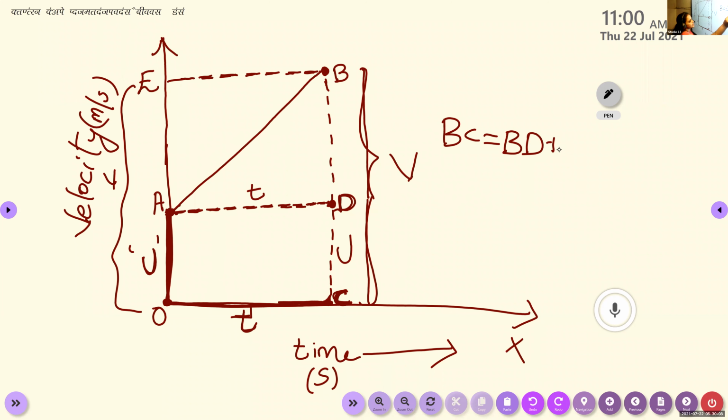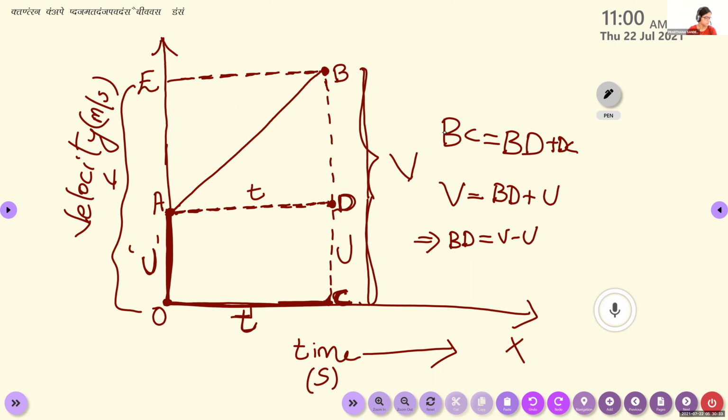BD plus DC. And here BC represents V. We don't know the value of BD, so write BD as it is, plus DC. DC is represented by the initial velocity, so you can write it as U, which implies BD is equal to V minus U. Is there any doubt regarding this step?